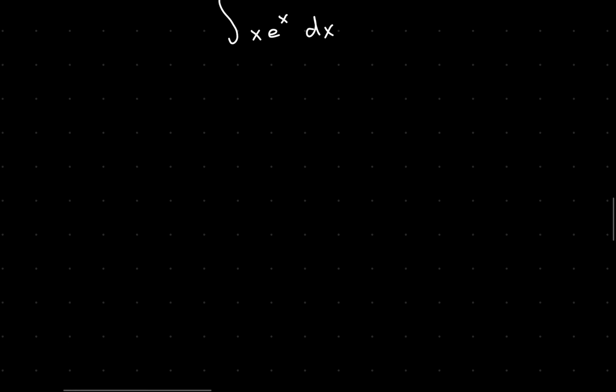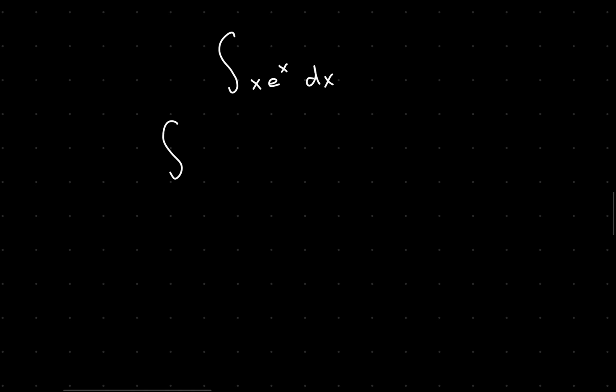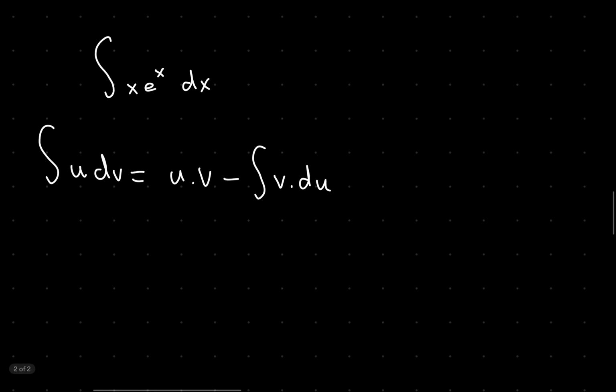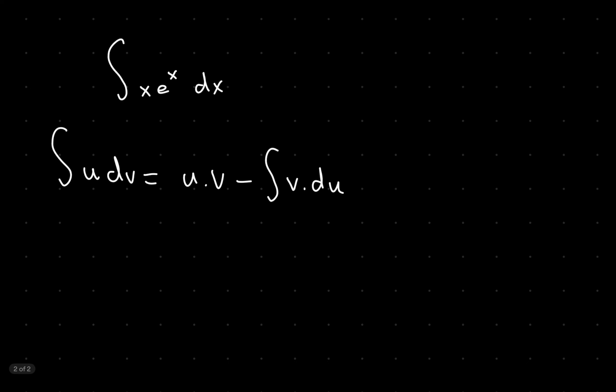And the formula states that the integral of U times dV gives you U times V minus the integral of V times du. And that might just seem like a load of gibberish if you're just starting off with this. So what you want to do, step 1, is lay out on the side U, du, V, dV.